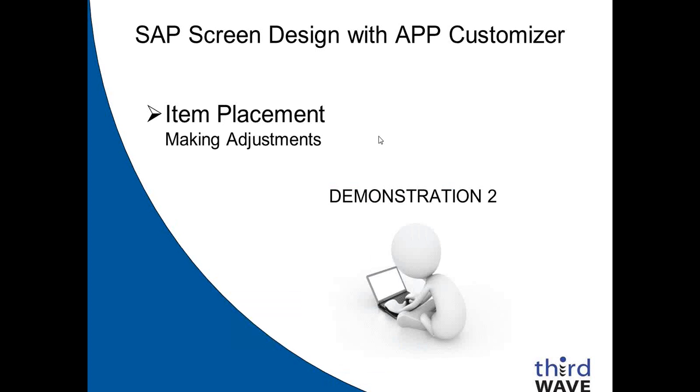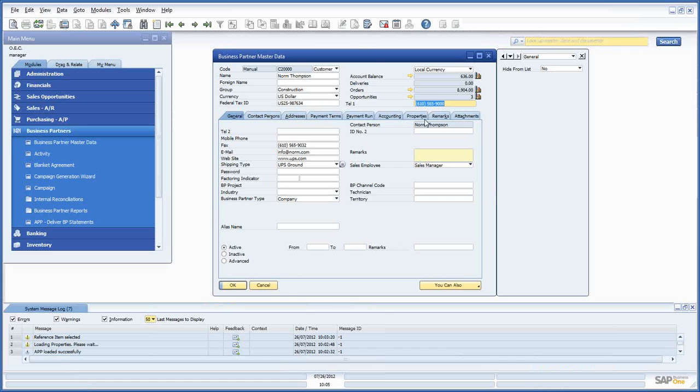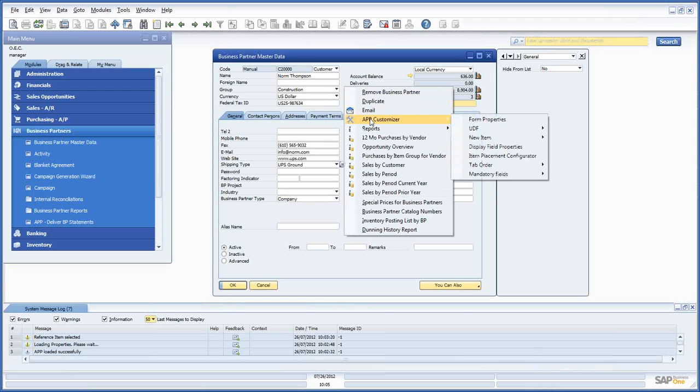Okay, so that takes us to our second demonstration where we're going to fix this telephone field. So the first thing is let's turn on our option for display field properties. So again, underneath the APP Customizer menu, we're going to be here a lot today, there's an option for display field properties.